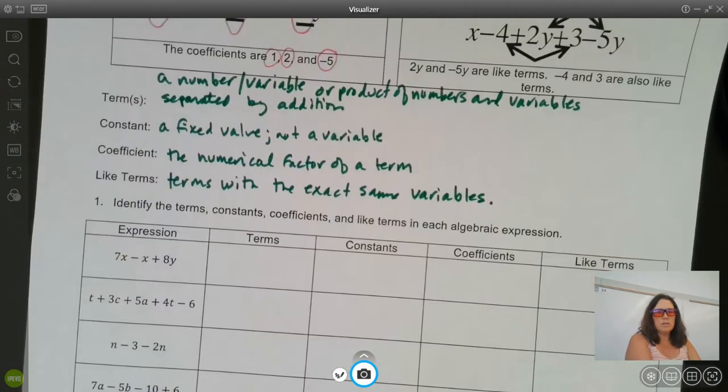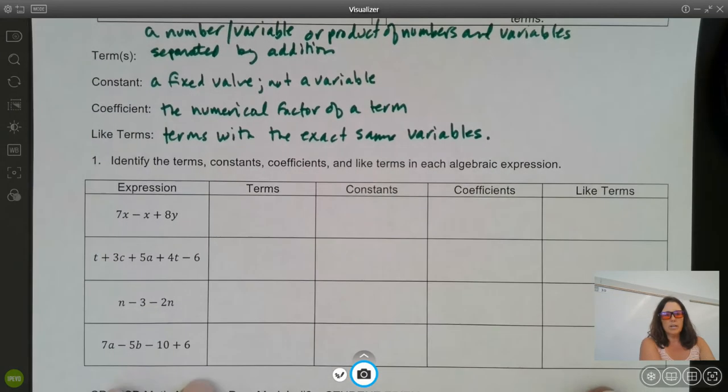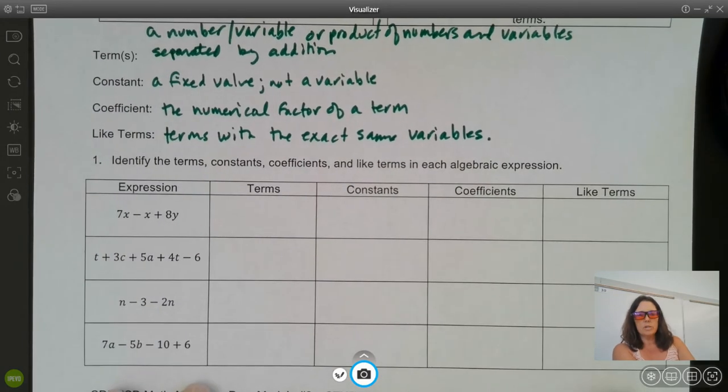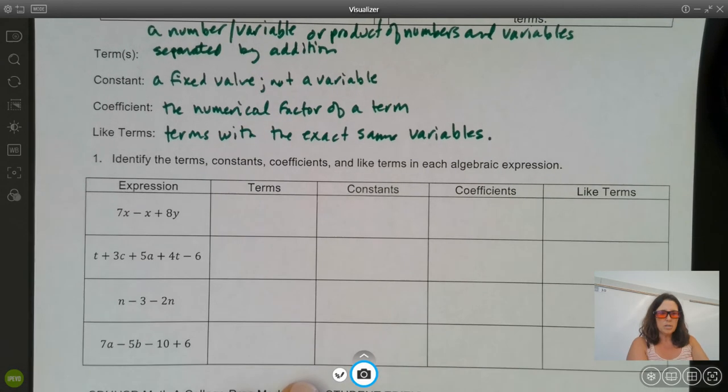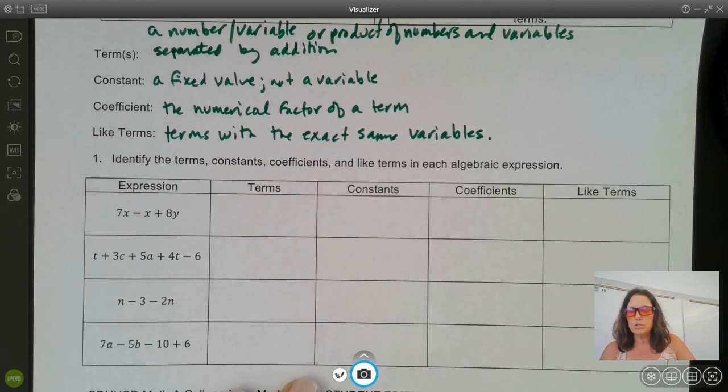Now, this chart down here is very important. You will see this on quizzes, you will see this on tests, you will see questions like this on the dots. I'm going to tell you guys right now, you need to know, given an expression, how to find the terms, the constants, the coefficients, the like terms. Please do not enter a dot. Please do not enter a quiz. Please do not enter the test without knowing what those are. If you don't understand what those are, you better ask, okay?